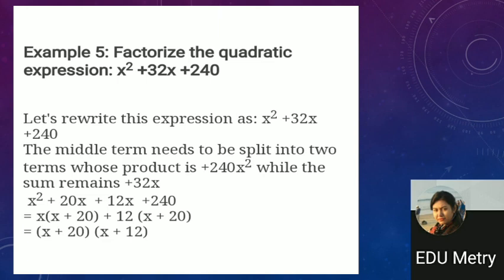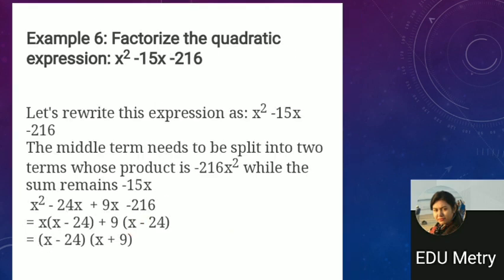Next, x² + 32x + 240. See how it is coming, x² + 20x + 12x + 240. You take x as common, so you will get x(x + 20) + 12. If you take 12 common from the rest two, you will get (x + 20). So (x + 20)(x + 12) is the factor. Okay, 20 and 12, if you add, you will get 32. 20 and 12, if you multiply, you will get 240.